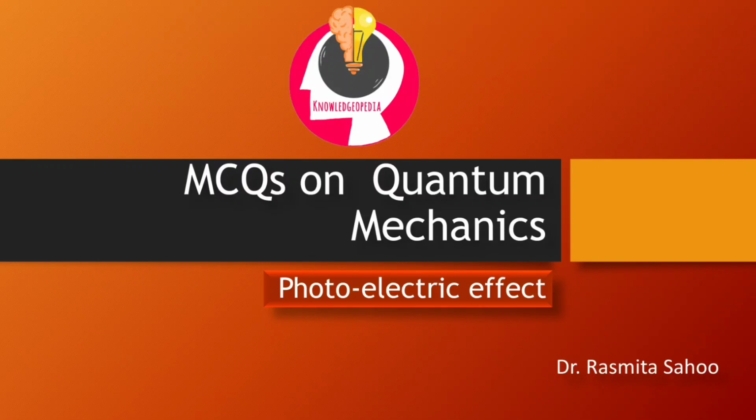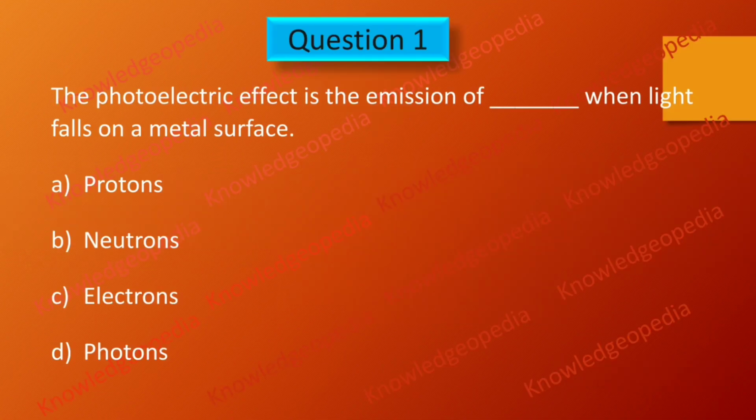Hello friends, let us discuss some multiple choice questions on photoelectric effect. Coming to the first question, the photoelectric effect is the emission of dash when light falls on a metal surface. Options are protons, neutrons, electrons and photons. As we have discussed, photoelectric effect is the emission of electrons, right? So the answer will be option C.